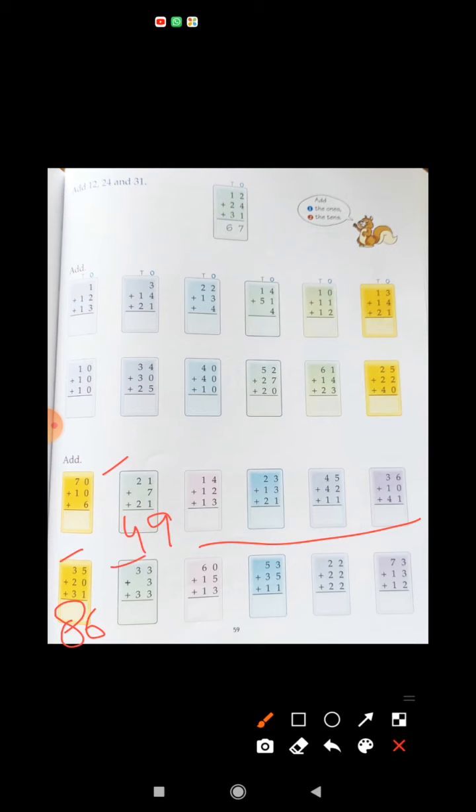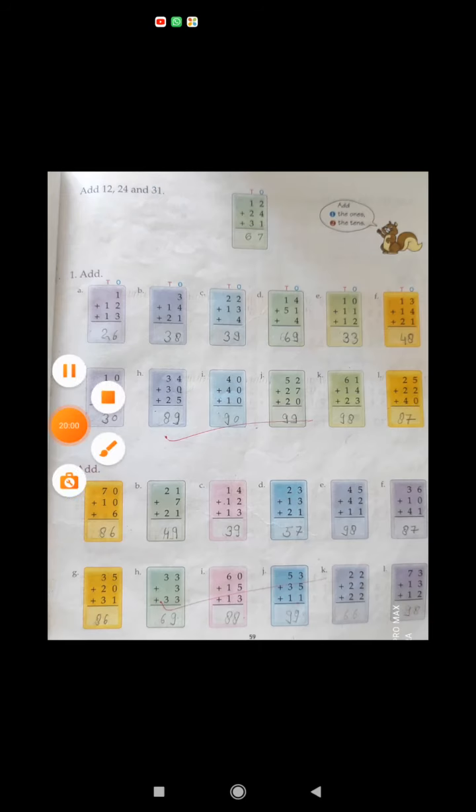Now add the ones. 3 plus 3 is 6, 6 plus 3 is 9. Now add the tens, 3 plus 3 is 6. Like this you do these parts also in homework yourself. After completing this, tally the answers from here.